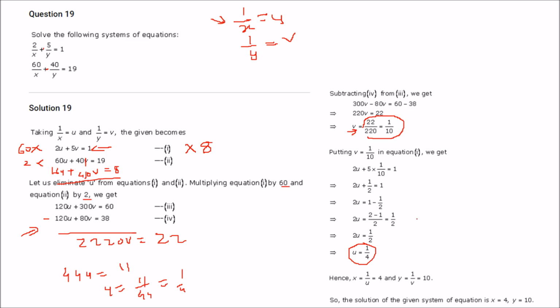So let us say that we have got v as this one, u as 1 by 4. So you always know when you have taken this one, you have to take the reciprocal to get x and y. So this 1 by 10 will become 10 and this 1 by 4 will become 4. So our answer will be x is 4 and y is 10.